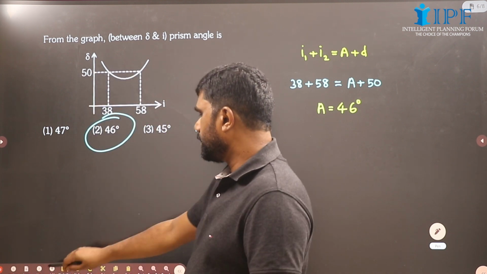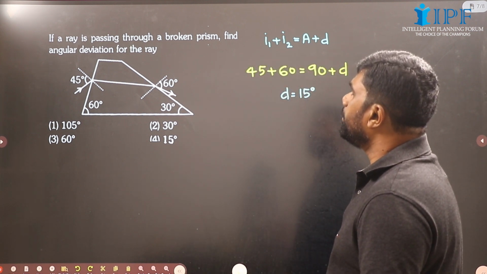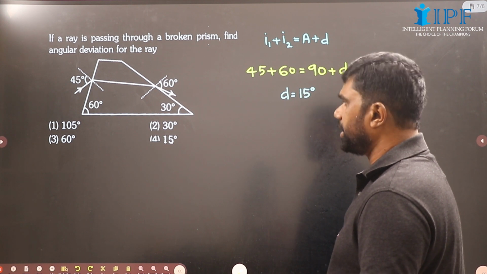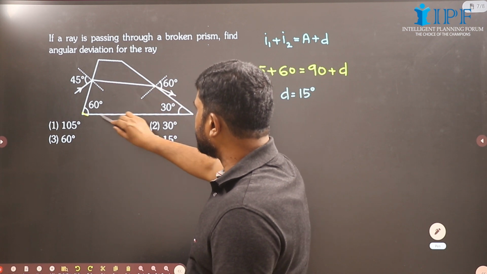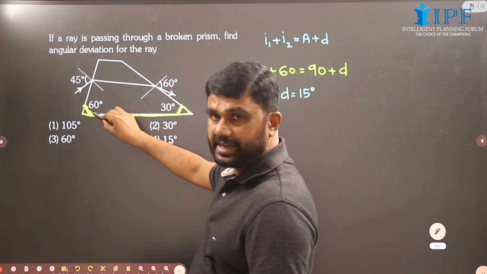Now a ray is passing through a broken prism, find the angular deviation for the ray. Here, consider this triangle. Here we have a 30 degree angle, this is a 60 degree angle.